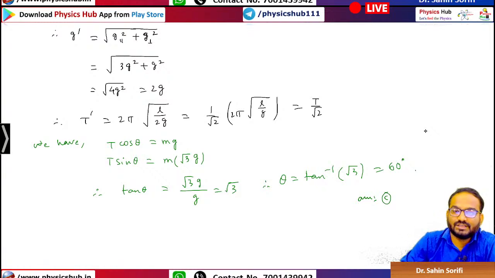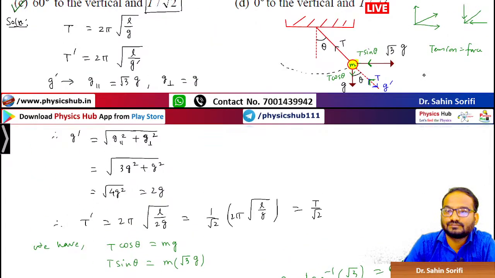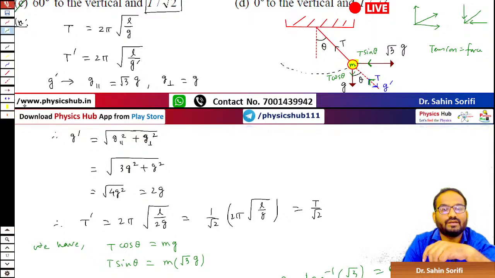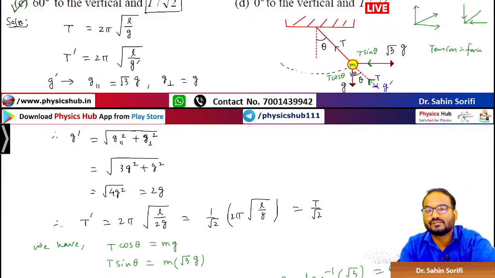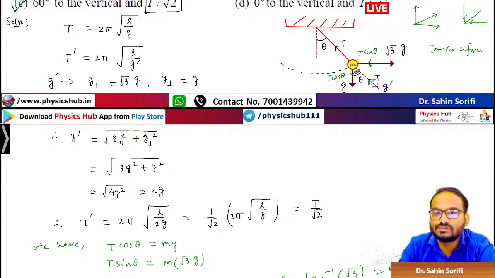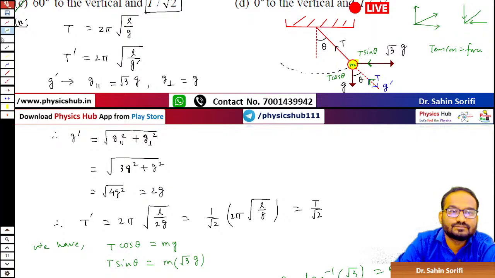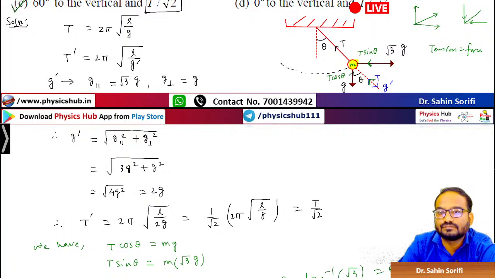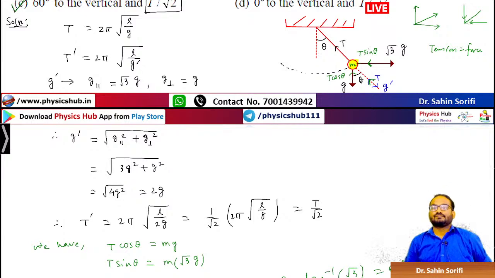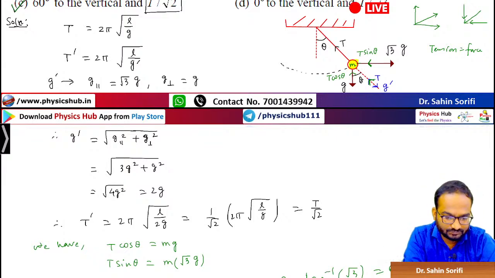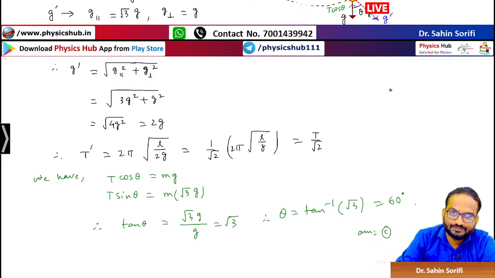T cos theta outward direction. Oh, sorry, I have given outward direction, no? It should be inward, no? Yes. Is it clear?